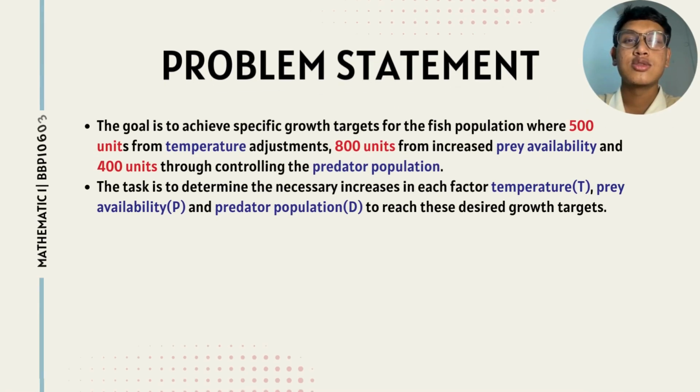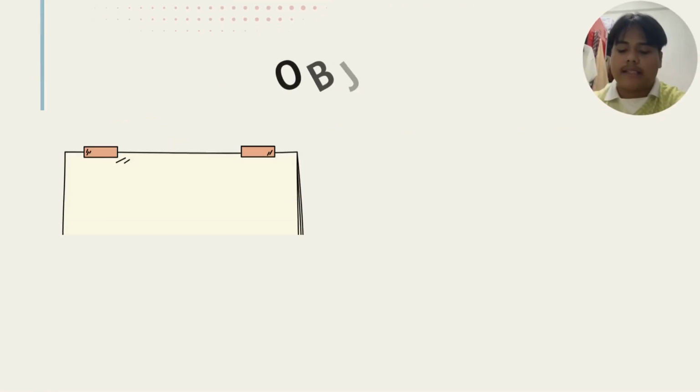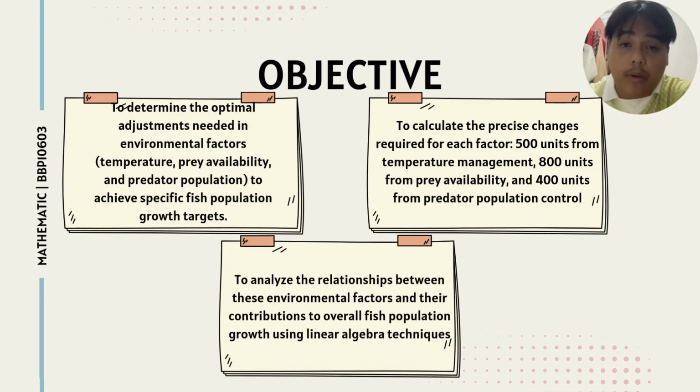Fourth, the goal is to achieve a specific growth target for the fish population, where 500 units come from temperature adjustment, 800 units from increased prey availability, and 400 units through controlling the predator population. Fifth, the task is to determine the necessary increase in each factor, temperature, prey availability, and predator population, to reach these desired growth targets. Next, I will proceed with our presentation about the objective.